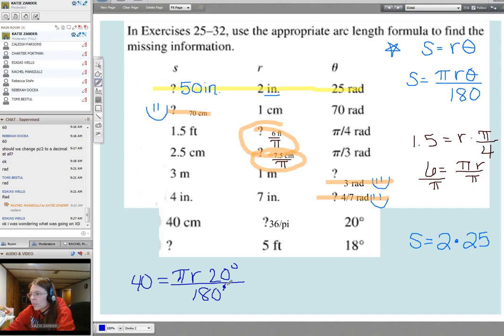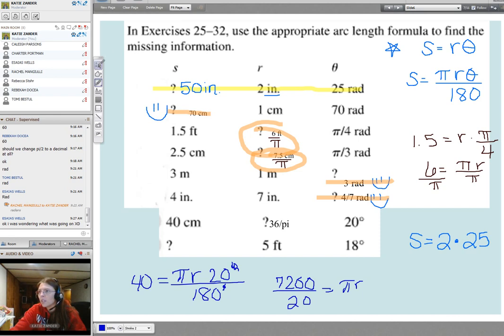Now, notice the degrees are going to cancel each other out from that formula. I can reduce 20 over 180, or you can just divide by it later on, whatever your preference is. I guess I'll just divide by it later on. So I'll start by multiplying 40 times 180 to get the 7,200. And then I'll divide by that 20.